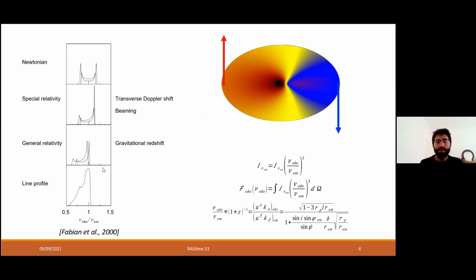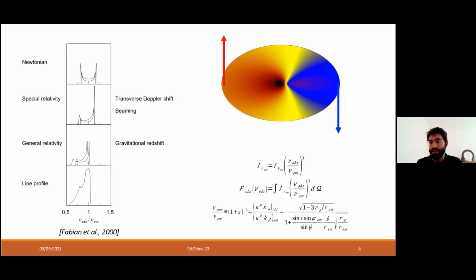In particular, these iron lines have been an invaluable tool for the study of these systems, because they provide information on the inclination of the system, they provide information on the inner disk radius of the system, and also in rotating black holes, they provide information on the spin of the black hole.